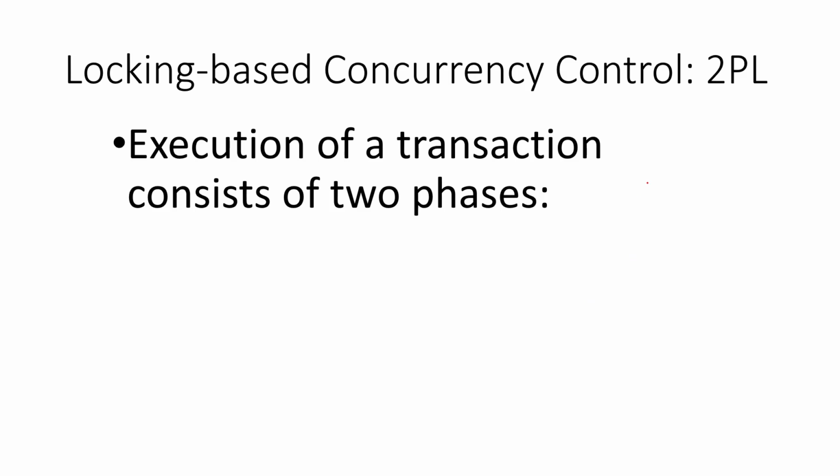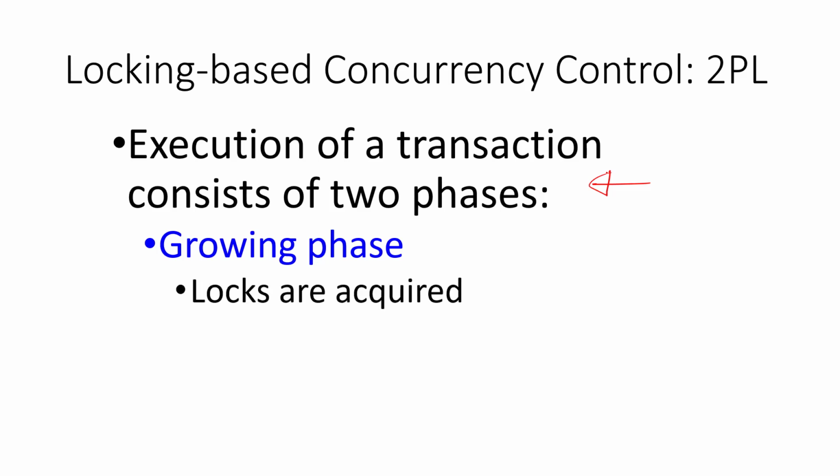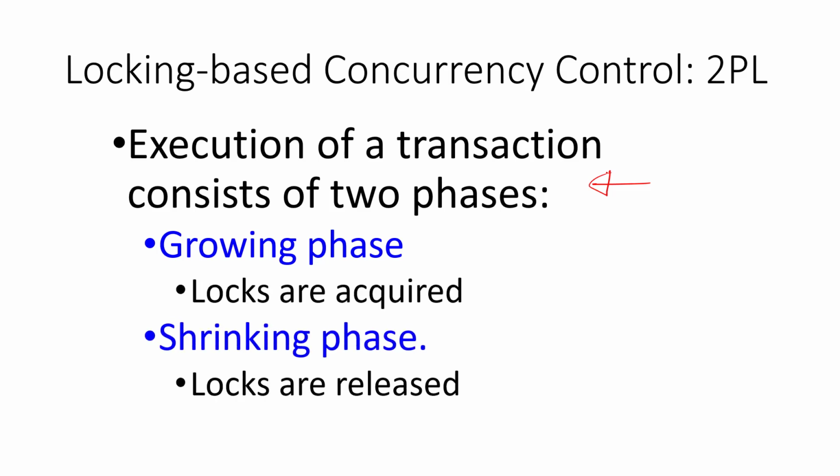The execution of any transaction proceeds in two phases. You have a growing phase, in the sense you acquire all the locks, and then you have a shrinking phase where the locks are released. So in this case, what happens is that you first acquire all the locks, then you do the processing, right? And then you release the locks.